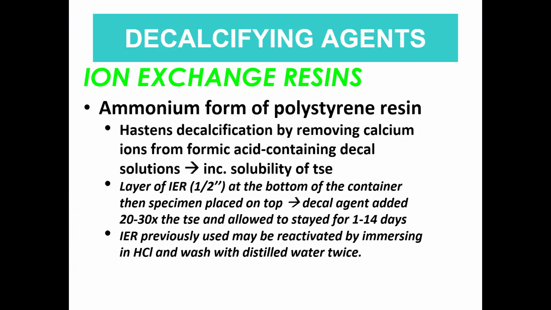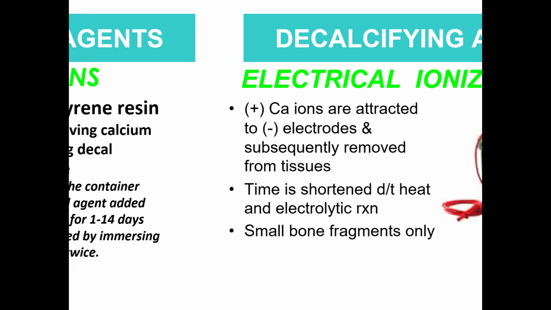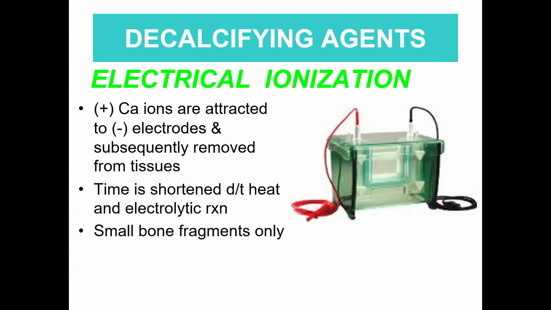The previously used IER may be reactivated by immersing it in hydrochloric acid and washing it with distilled water twice. Next you have electrical ionization. Calcium ions are positive, so they are attracted to the negative electrodes and subsequently removed from the tissue.